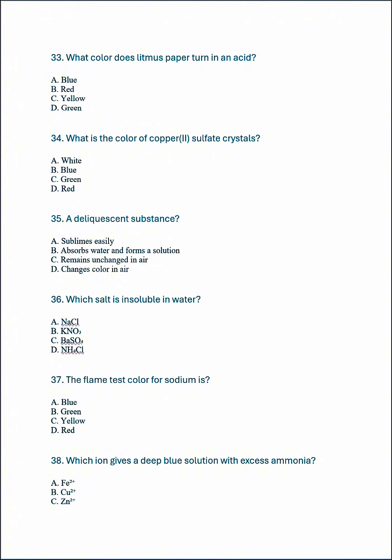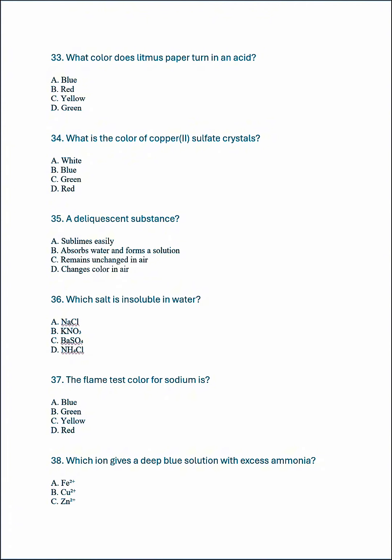35. A deliquescent substance, A. Sublimes easily. B. Absorbs water and forms a solution. C. Remains unchanged in air. D. Changes color in air. So the correct answer for that question is B. Absorbs water and forms a solution.